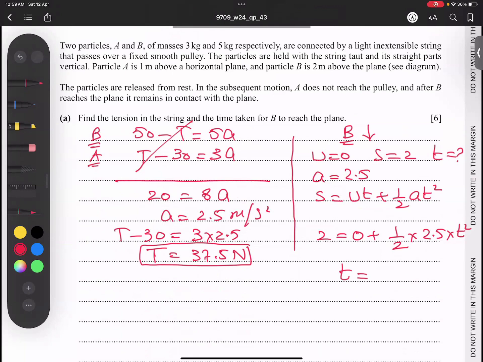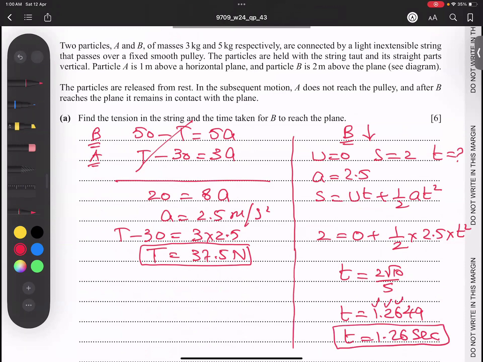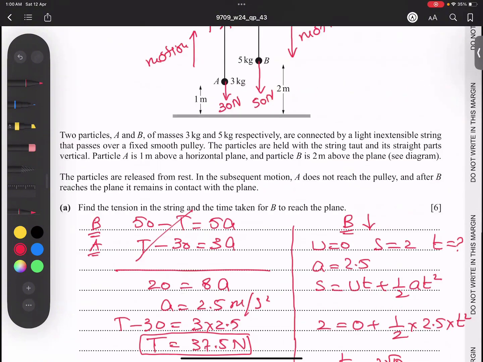I get it here in root form: 2 root 10 over 5, and in decimals I'm getting here 1.2649, and rounding to 3 significant figures, you know the rule, so 1.26 seconds. But when I use this answer in the next part, I will use the exact value for more accuracy. Okay, so this part is done, students, so let's go for the next part.